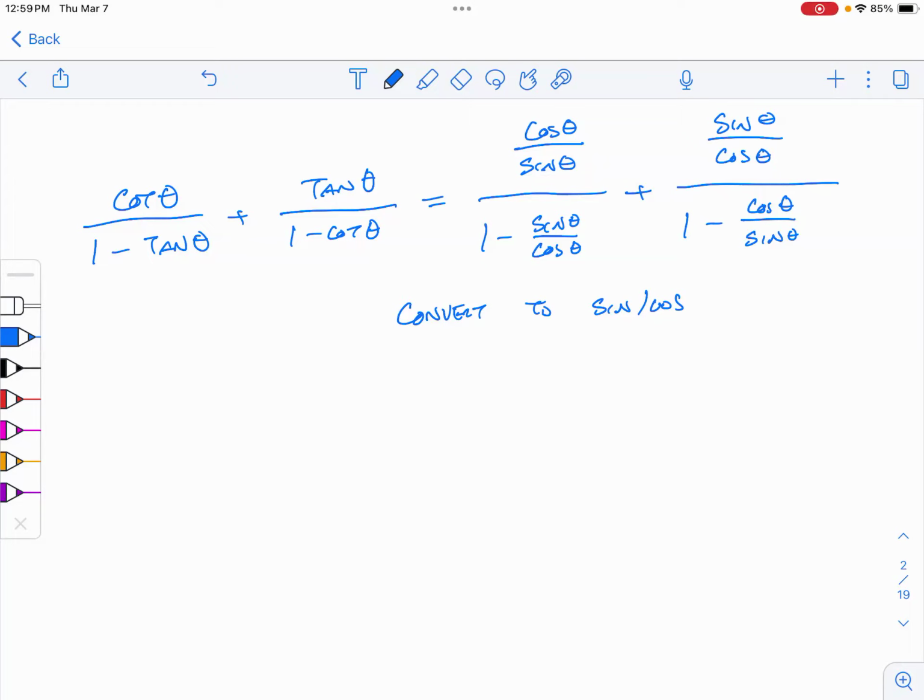What's our favorite three little phrases in algebra? Leave it, change it, flip it. All right, basically every time. I know this looks complicated, but this is an algebra concept. All right, so common denominator.